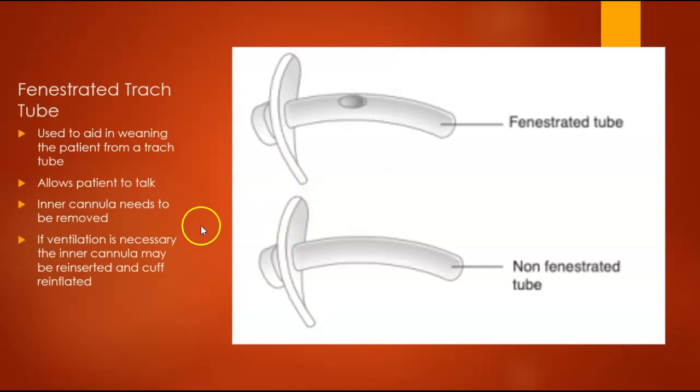Okay, so again, we're going to go way more in depth into tracheostomies in a future lecture, but you have fenestrated trach tubes and non-fenestrated trach tubes. Fenestrated trach tubes have a hole in the top. This is called a fenestration. It's used to help wean patients off their trach tubes because that hole sends air up through the vocal cords and allows the patient to talk. You can't use this with an inner cannula, though. If ventilation is necessary, you would have to put an inner cannula back in and reinflate the cuff in order to put the patient on the ventilator.